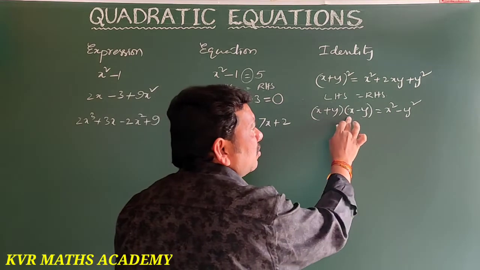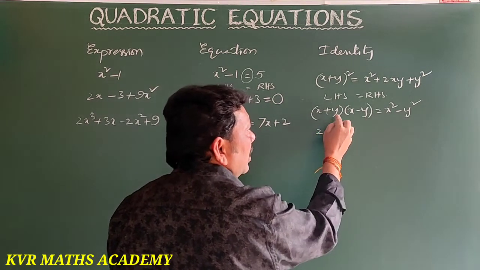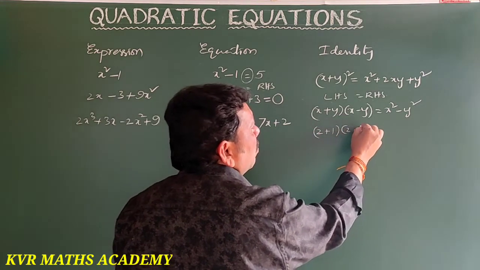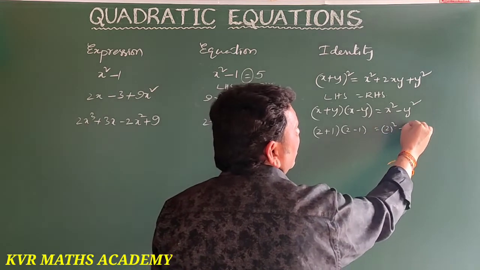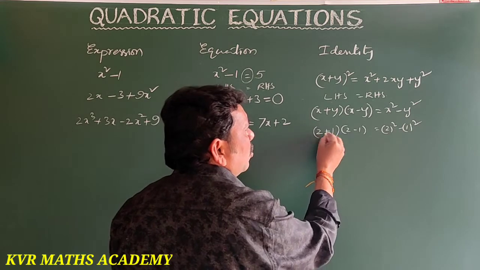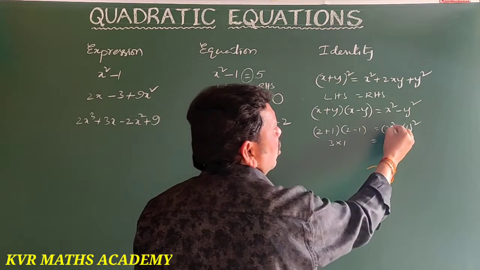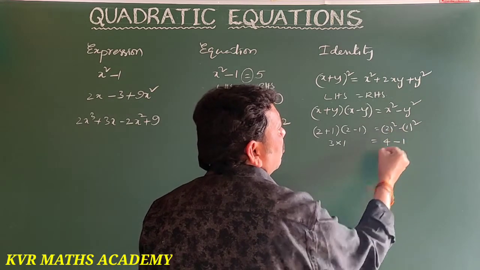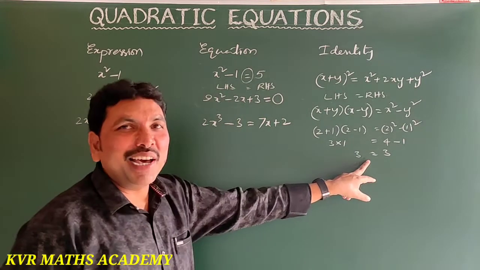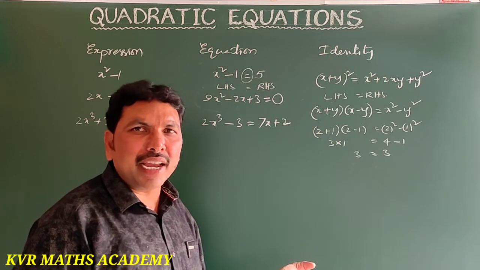Suppose I have taken (x plus y) into (x minus y) equal to x square minus y square. Here in the place of x I have taken 2, and in the place of y I have taken 1. 2 plus 1 is 3, into 2 minus 1, 1. That is equal to 2 square, which is 4, minus 1 square. 3 ones are 3, and 4 minus 1 is 3. Both are equal. So not only for this 2 and 1, whatever you take.